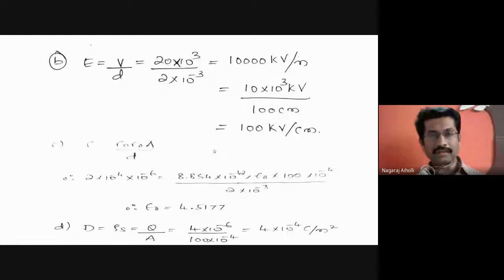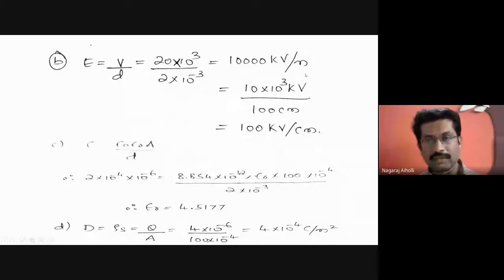Okay. It is V by D, 20 into 10 raised to 3 divided by 2 into 10 raised to minus 3. That is millimeter converted into meters. So if you simplify this, 2 ones are 2, 2 tens are 10, 10 into 10 raised to 3 is 10 raised to 4. If you take 10 raised to minus 3 up, it will be 10 raised to 7. Okay, that is, you will get around 10,000 kilovolts per meter. Am I right? Because here it is 4 zeros, 10 raised to 4 into 10 raised to 3, that is 10 raised to 7. So it is same, 10,000 kilovolts per meter.